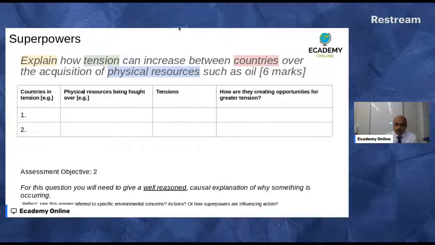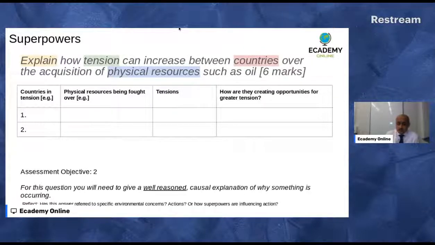So in the chat, just let me know what other examples of physical resources you can think of besides oil. Let's see what you guys can come up with. Just let me know in the chat any physical resources. Yeah, coal is going to be definitely one. Natural gas, very good. Obviously, oil is something that you could talk about. So those are the main ones, right? Good. And then you can write down some tensions that exist.